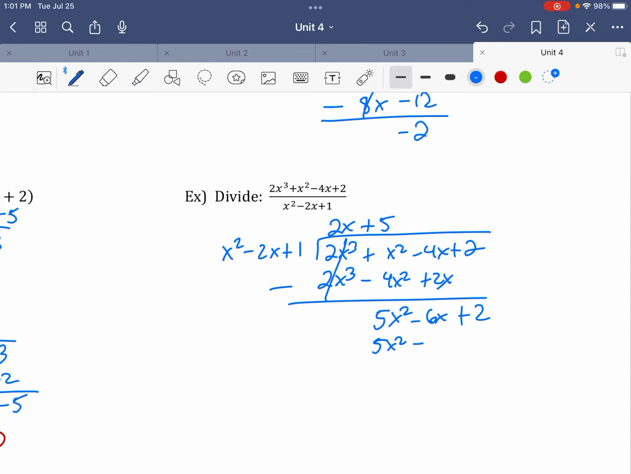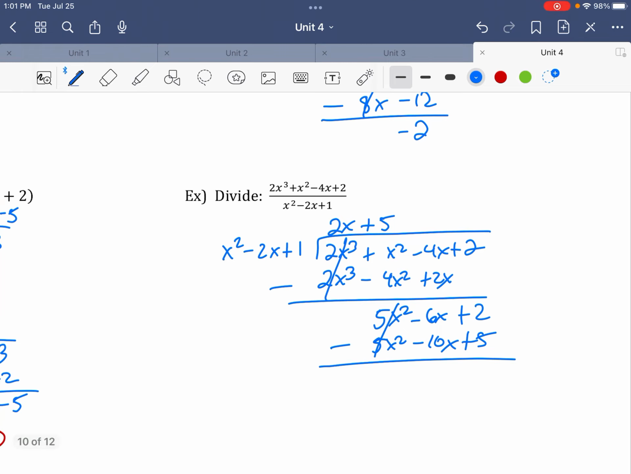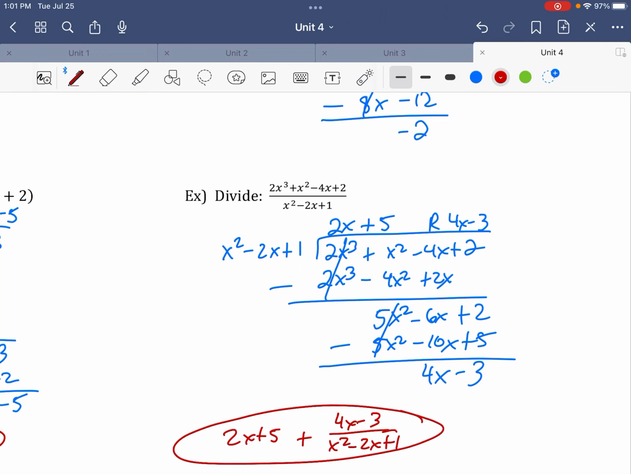All right, to make x squared look like 5x squared, I need a positive 5 and multiply. So I get 5x squared. 5 times negative 2x is negative 10x. 5 times 1 is 5. Draw a line, subtract. These go away as they should. Negative 6x minus a negative 10x turns into positive 4x. 2 minus 5 is negative 3. So my remainder is 4x minus 3, but I should write my answer as 2x plus 5 plus 4x minus 3 over x squared minus 2x plus 1.